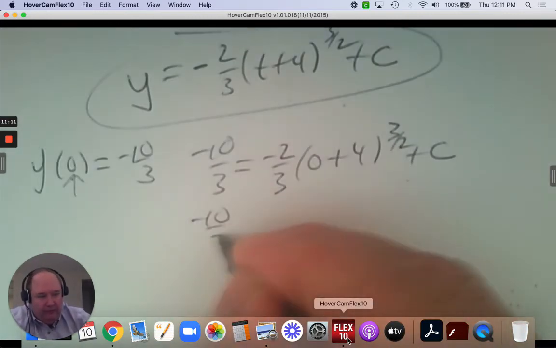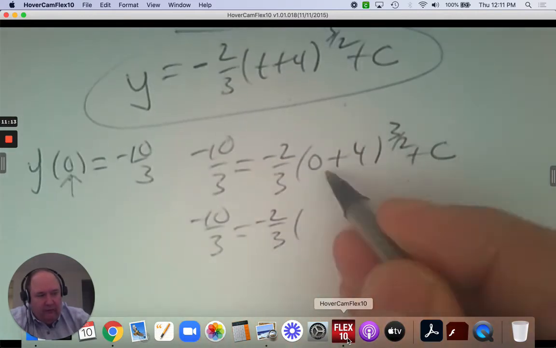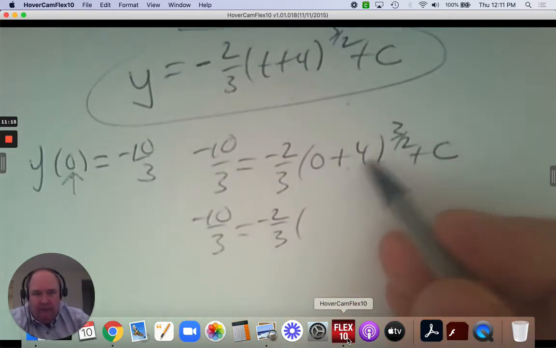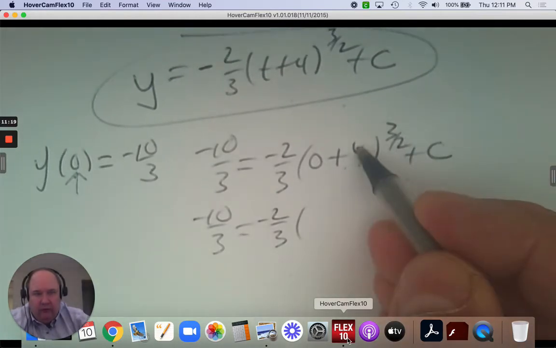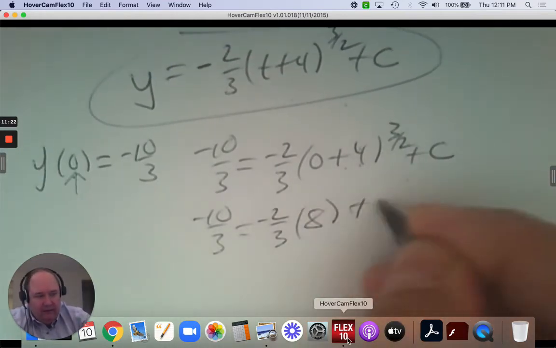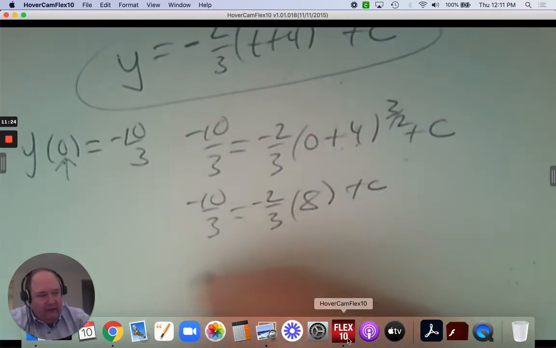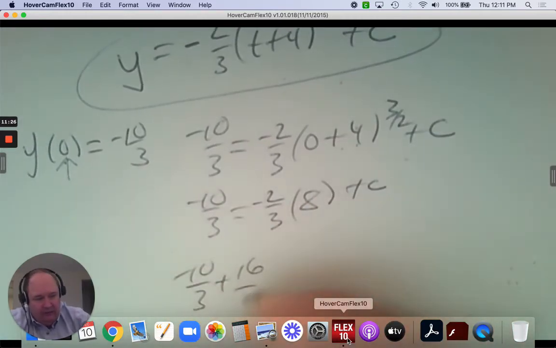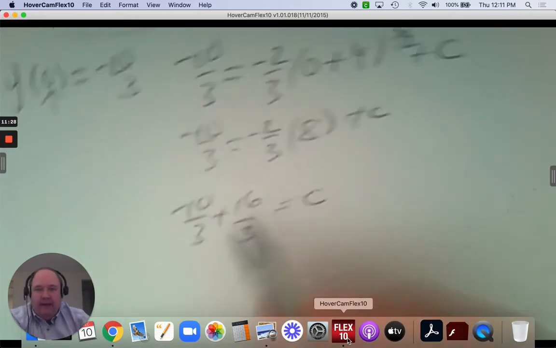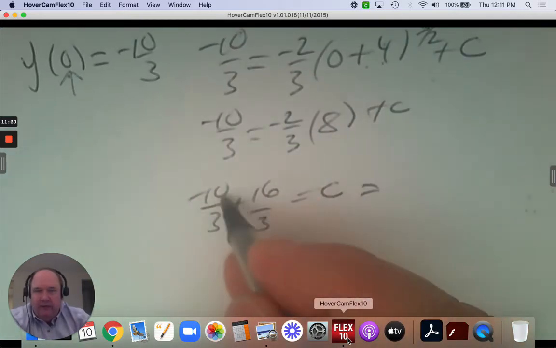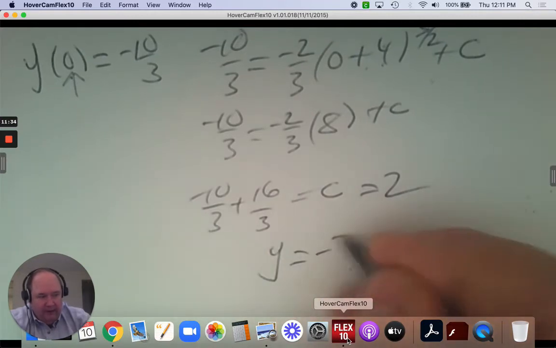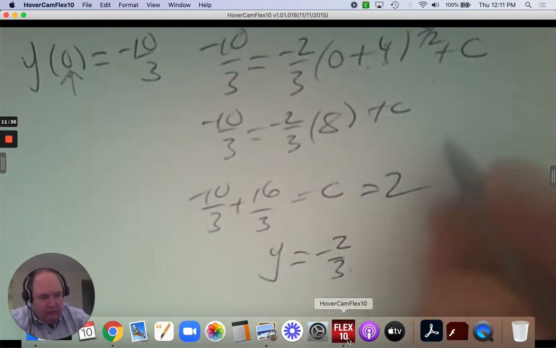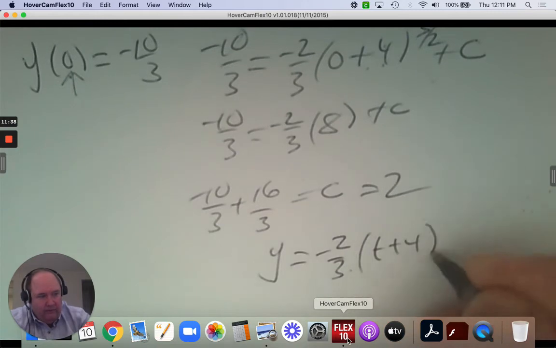So to simplify this, 0 plus 4 is 4. 4 to the exponent 3/2. The square root of 4 is 2, and 2 cubed is 8. This is negative 16, so I'm going to add 16. That was negative. And then if I simplify this, it's 6/3, which is just 2. So put it all together, and you have negative 2/3 t plus 4 to the exponent 3/2 plus 2.